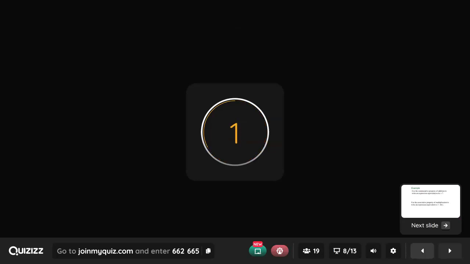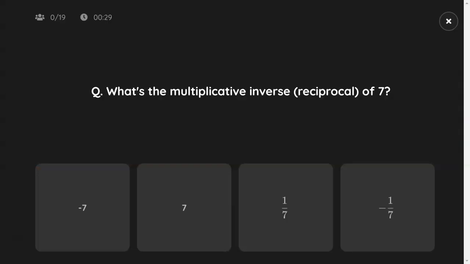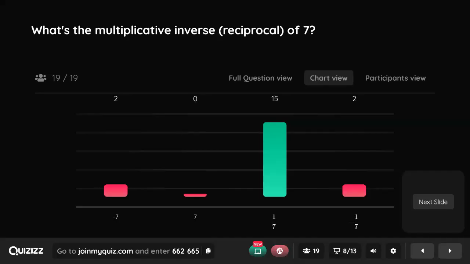Reciprocal. Reciprocal of 7. One over 7. Just flip it. We don't need to make it negative. Okay? We're not asking for the opposite. We want the reciprocal. Flip the fraction. Leave everything else alone.